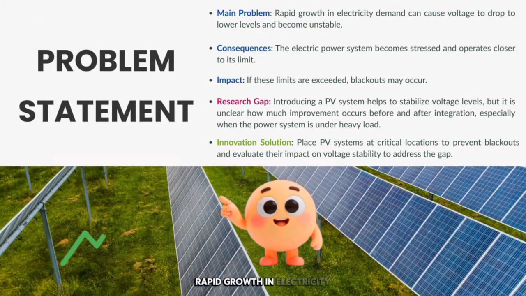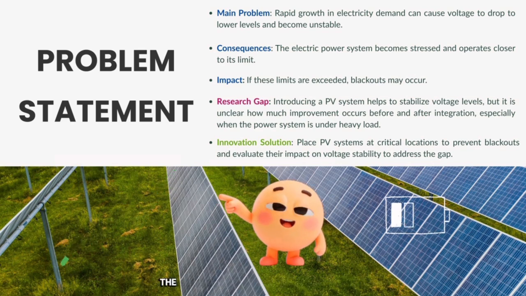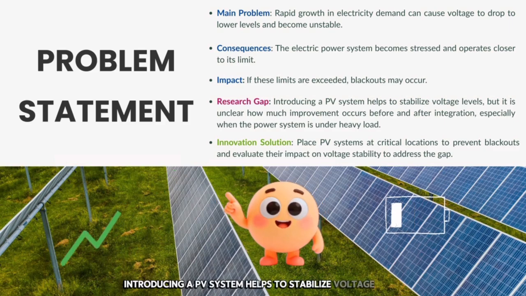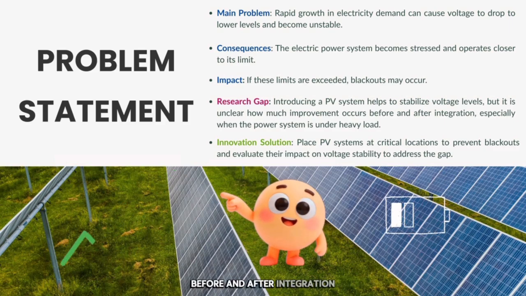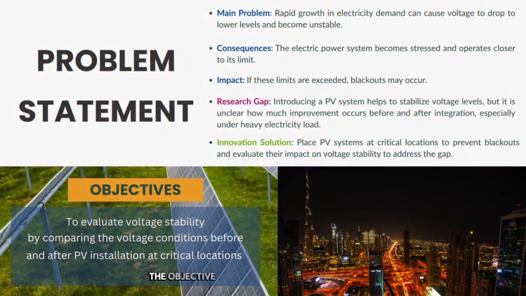Rapid growth in electricity demand can cause voltage to drop to lower levels and become unstable. The electric power system becomes stressed and operates closer to its limit. Introducing a PV system helps to stabilize voltage level, but it is unclear how much improvement occurs before and after integration, especially under heavy electricity load. As a solution, place PV systems at critical locations to prevent blackouts and evaluate their impact on voltage stability to address the gap.